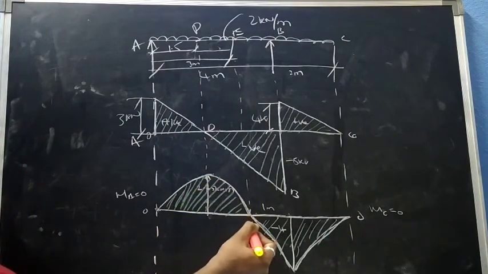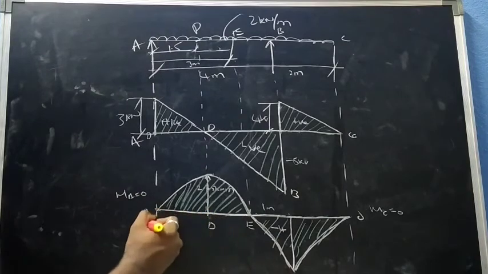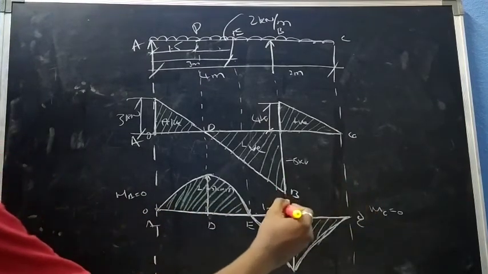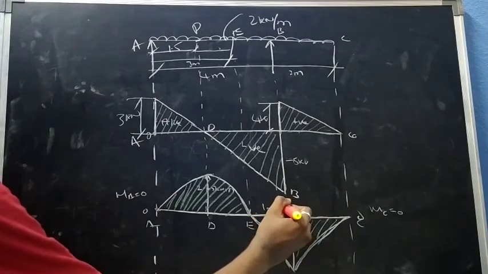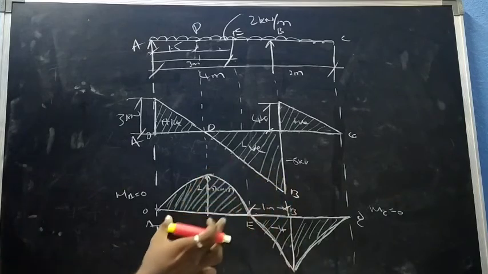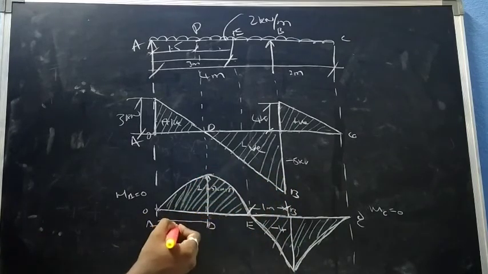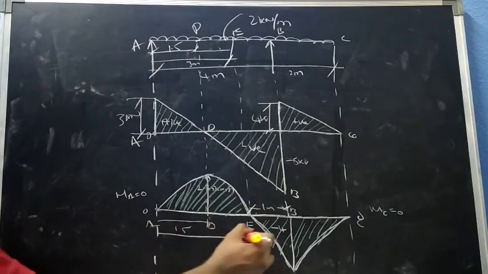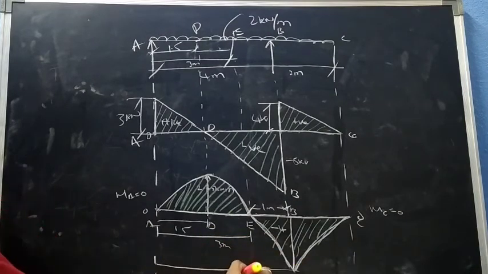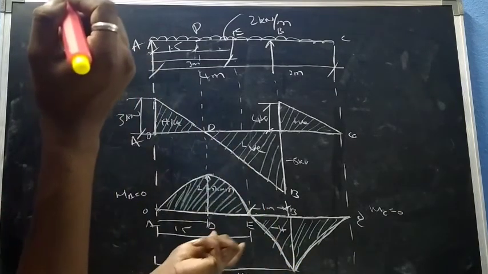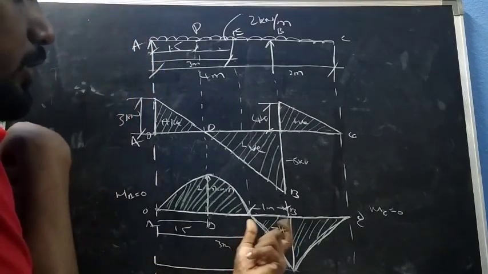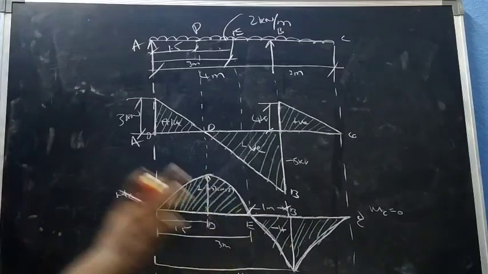This is point E, D, A, B and C. So this will be your distance from B. EB is 1 meter. We know the distance of A to E is 3 meters, and the total length from here to here is 4 meters. So 4 minus 3, you have 1 meter, that is the distance from E to B, right?